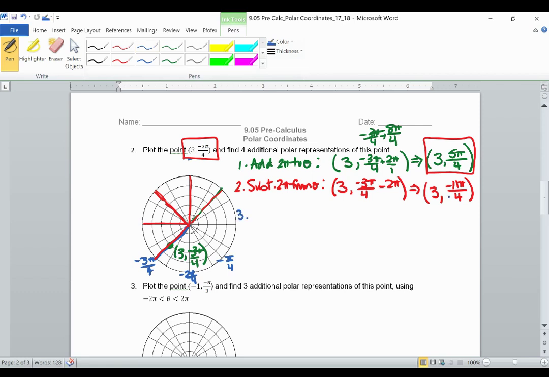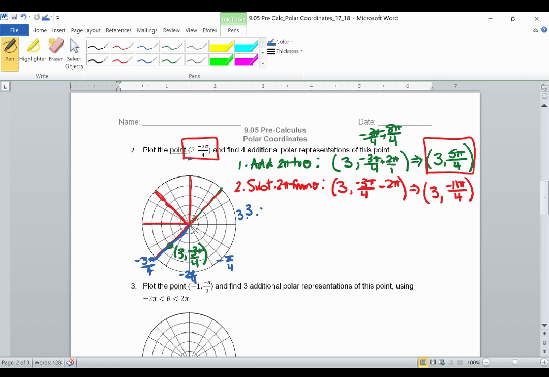So if I wanted to graph this to make sure, I would go down 11 pi over 4. So negative 1, 2, 3, 4, 5, 6, 7, 8, 9, 10, 11 would bring me back here again, and 3 rings out.